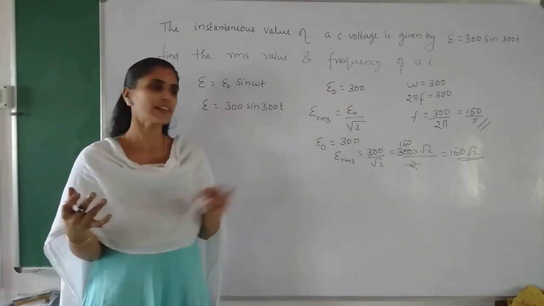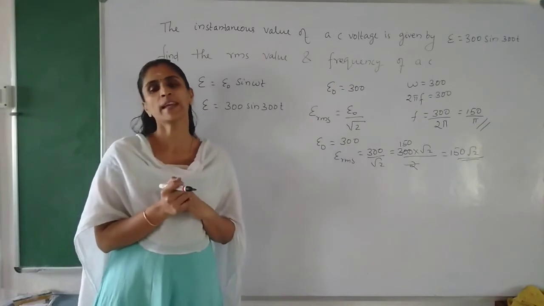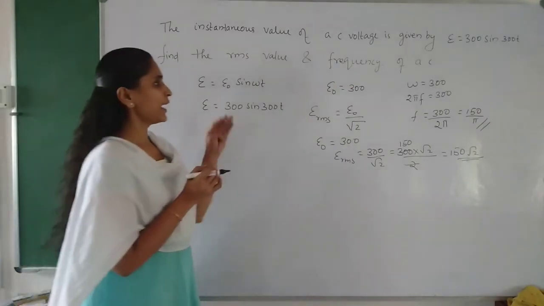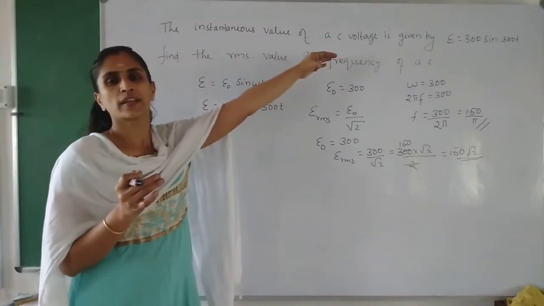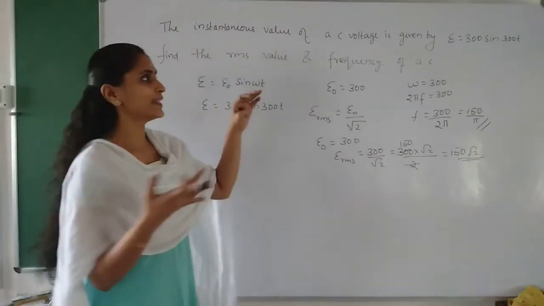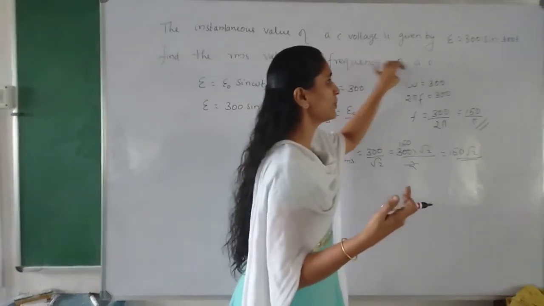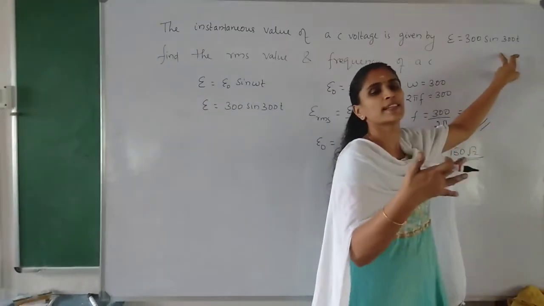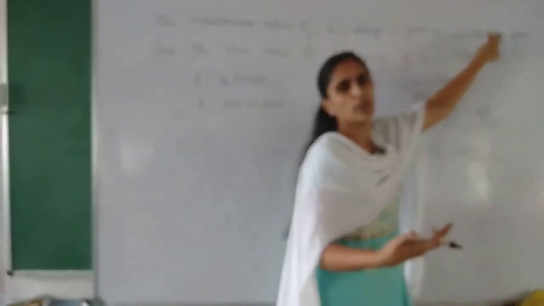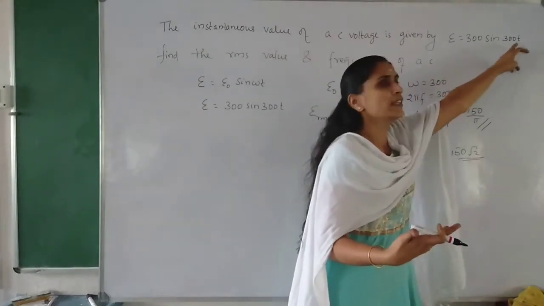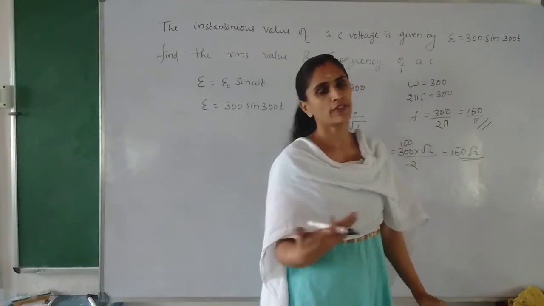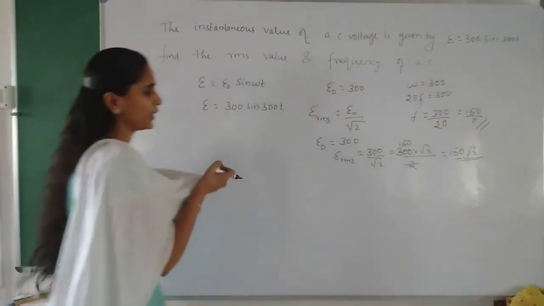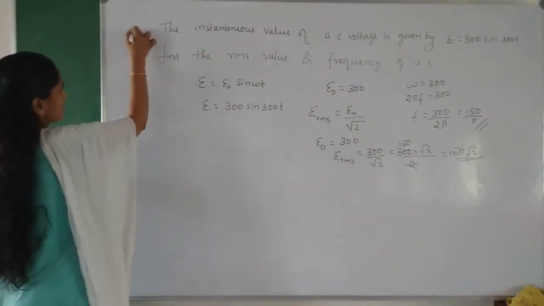But sometimes they will give the RMS value and you have to find the peak value. Or sometimes they will give the frequency and ask you to represent the instantaneous value. Then you can write it as E0 sin omega t, where the peak value is given, and omega can be written as 2 pi f using the frequency. Okay, so next question we will discuss.